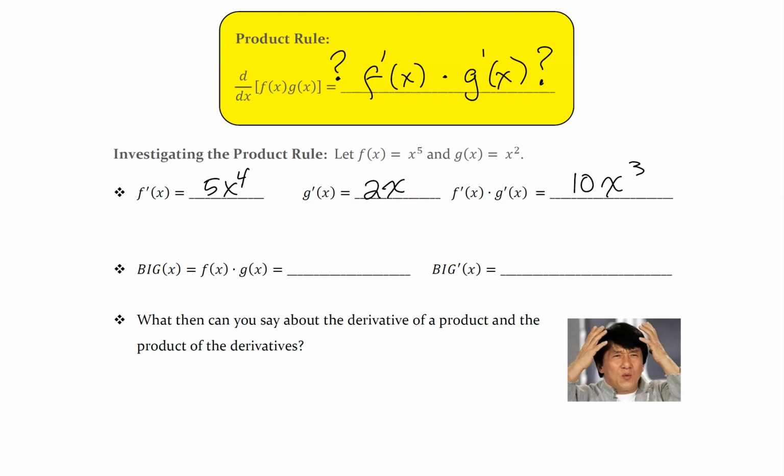Now, let's multiply f and g together first, and then take the derivative. I mean, if this rule was to work, then these two should be the same, right? So I'm going to multiply f and g together. X to the 5th times x to the 2nd, that is x to the 7. Well, what is the derivative of x to the 7? 7x to the 6.